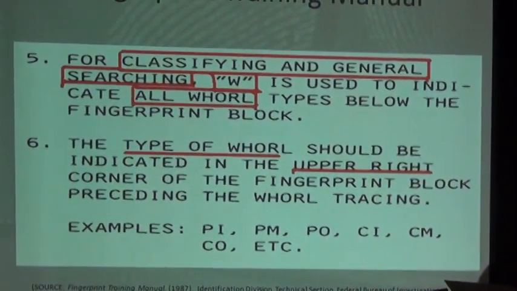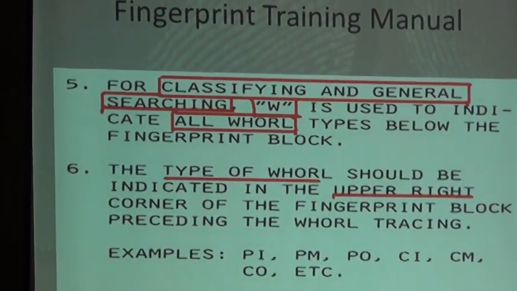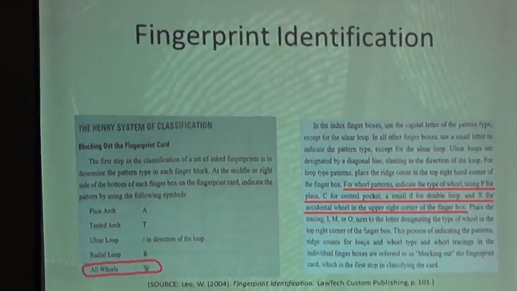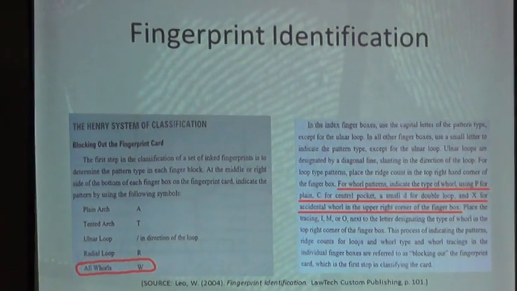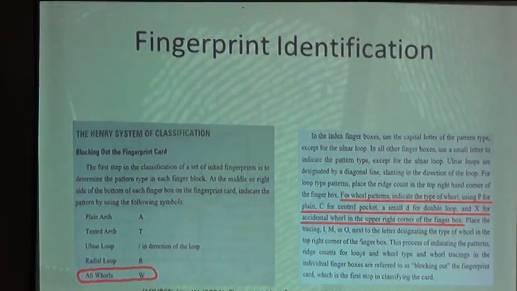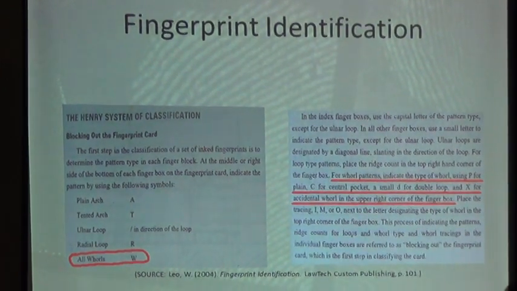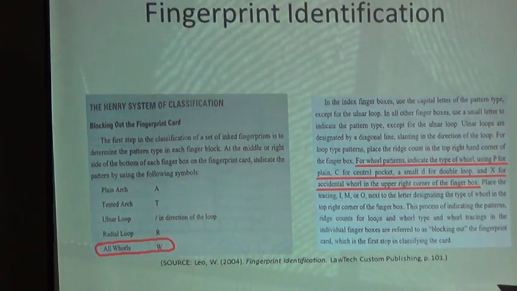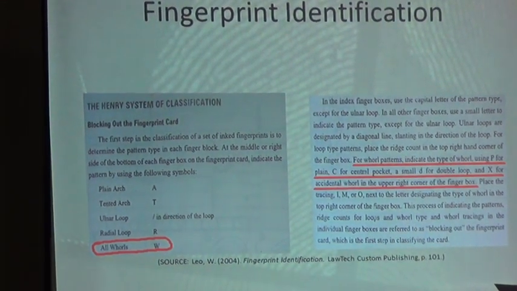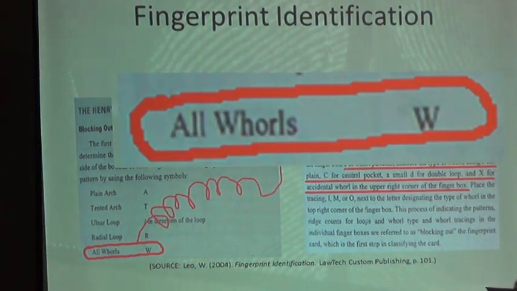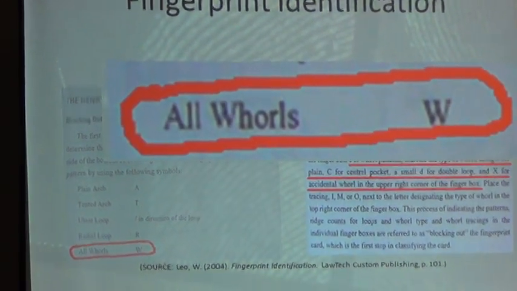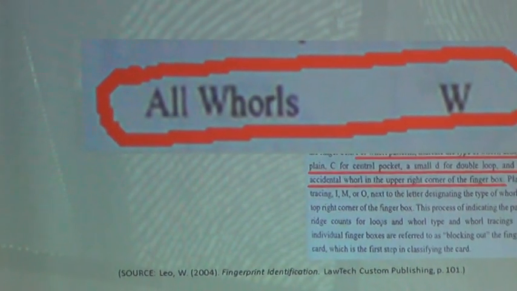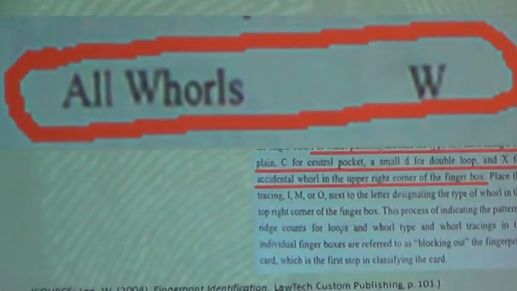But in the book of William Leo, who is an authority, and this book is being used for trainings in the International Association for Identification, according to Leo, all whorls are symbolized by W. That was according to Leo. All whorls, of course, that includes accidental.